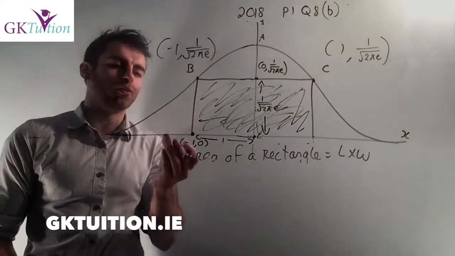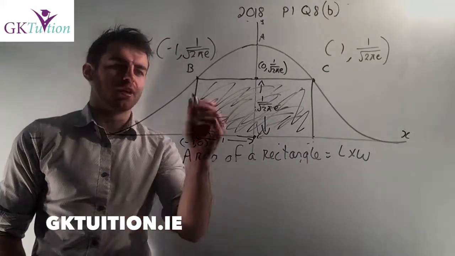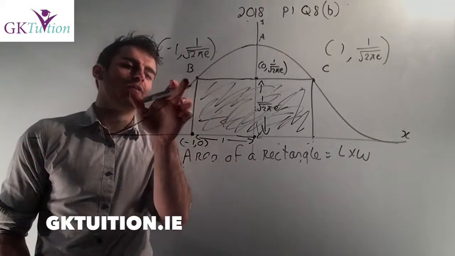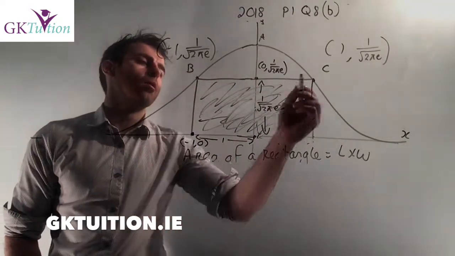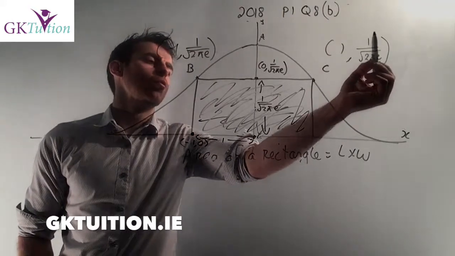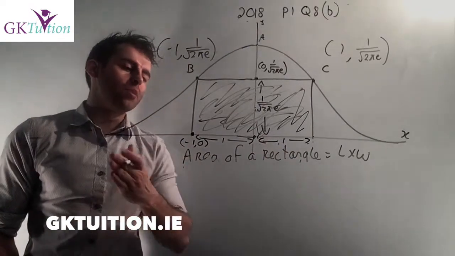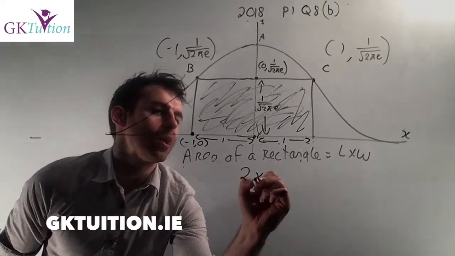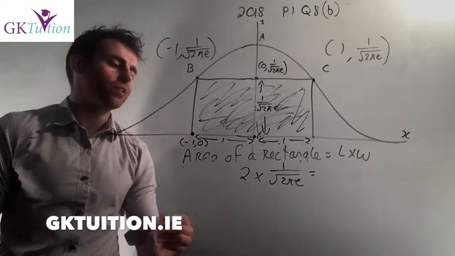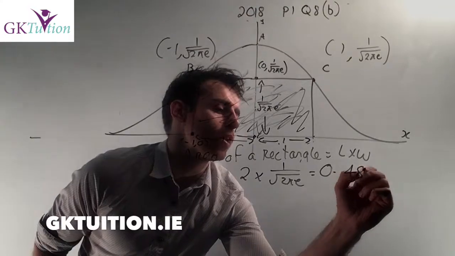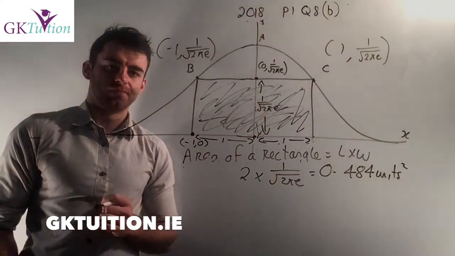You can call that your length or your width. Now, it told me in the question the graph is symmetric. Because the graph is symmetrical, I know that if the distance from there to there is 1, the distance from here to here must also be 1. So C must be the coordinate 1, 1 over root 2 pi e. So I know that my width is 2 and my length is 1 over root 2 pi e, which means that the area of this rectangle is 0.484 units squared. And I can just leave that as my final answer.